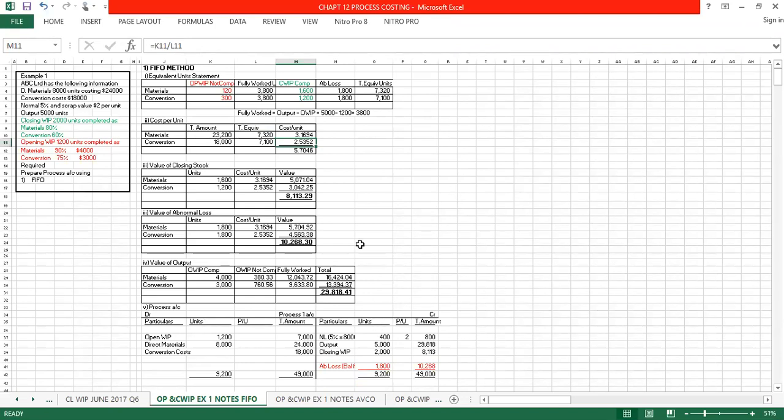Okay, we continue. Next, fully worked is here. You take 3,800 times 3.1694 and 3,800 times 2.5352, and then you get the totals. So it equals opening work in progress completed, which is given in the question, plus opening not completed, plus fully worked. Okay, so I think we can continue.